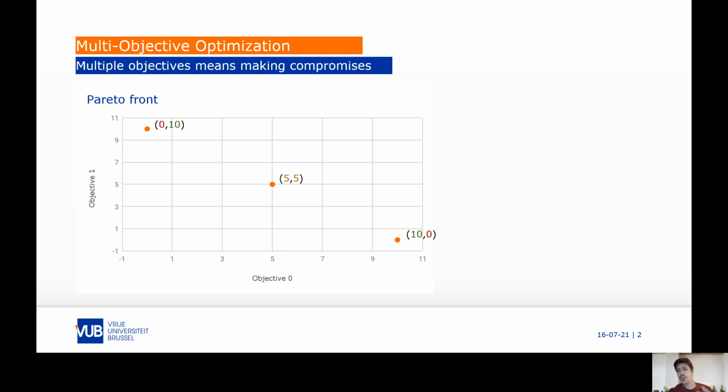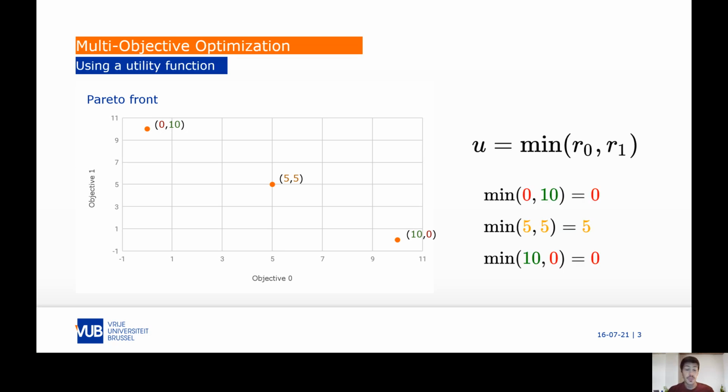And we assume that this preference the decision maker has can be put into a function, a preference function, which we call the utility function. This function will provide a score for each compromise so that we can rank each compromise and pick the best one. For example, here is a utility function which takes the minimum value between R0 and R1. In this case, the best compromise is (5, 5), as its minimum value is 5, while the other ones have a utility of 0.